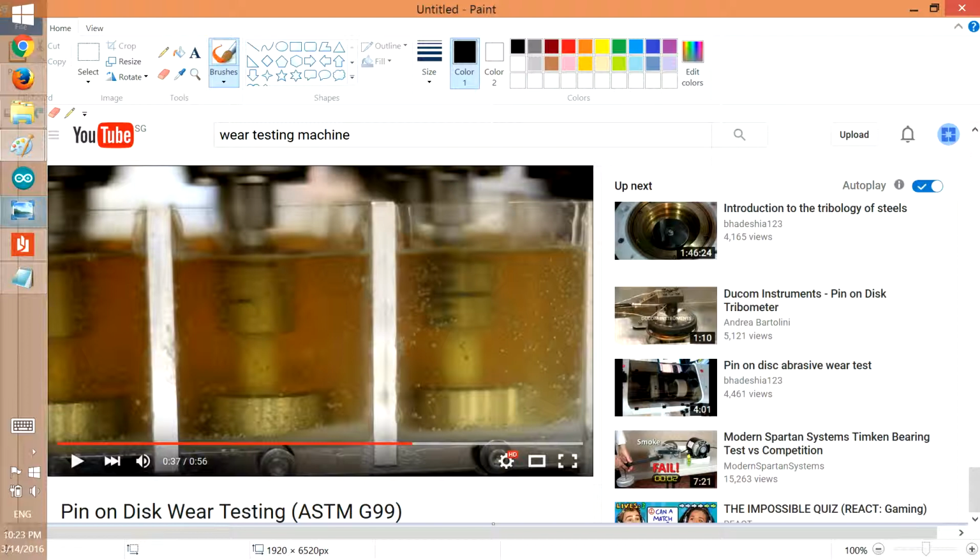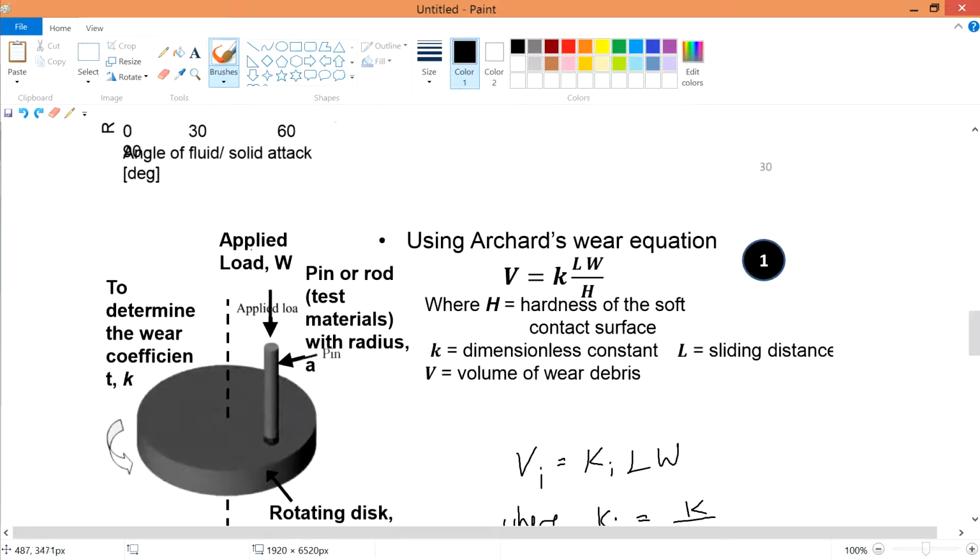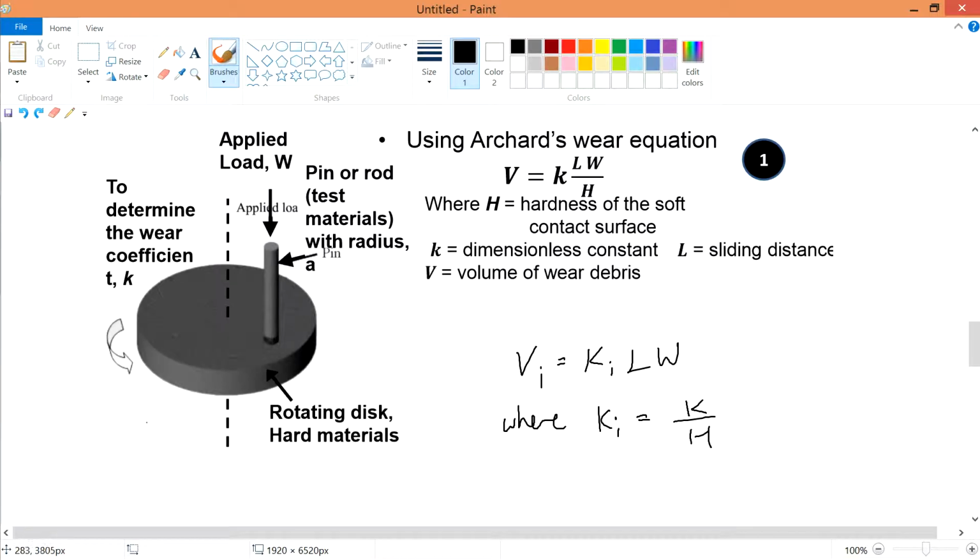Okay, and therefore when you come to the slides over here right now, the pin on disk is also over here, the pin or rod test. So this is the pin, and this is the disk. This is another scenario. Instead of this thing moving, this is rotating. So this is rotating, and we see how much wear is over here. Maybe I should use a different color. How much wear is over here at this side, this contact surface.